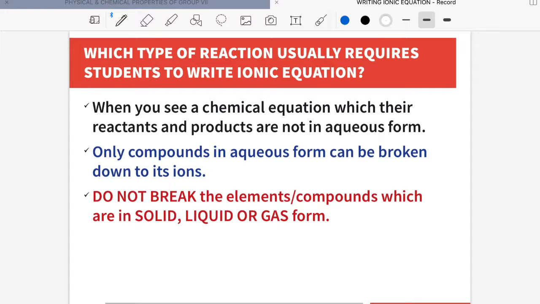My first point: when you see a chemical equation whose reactants and products are not in aqueous form. This part will be discussed more later in the video. Only compounds in aqueous form can be broken down into ions. Next, my last point: do not break the elements or compounds which are in solid, liquid or gas form, with the exception of halogens, which can sometimes appear in aqueous form.